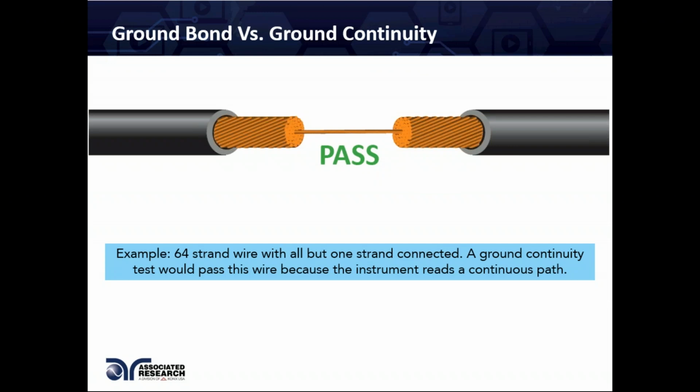But what this won't tell us is how good that one strand is, how much current it can handle before it melts or heats up too much. So, 64-strand wire with all but one strand connected. A ground continuity test would pass this wire because the instrument reads a continuous path.